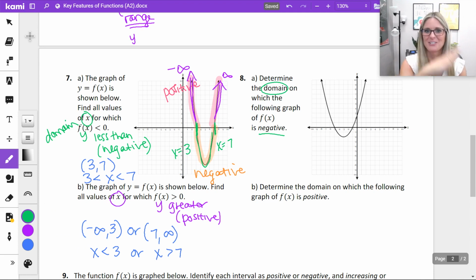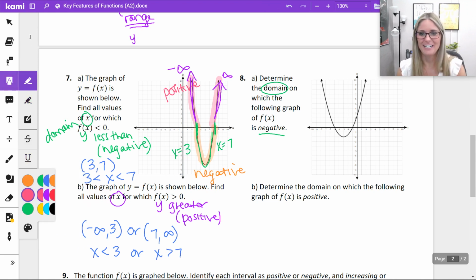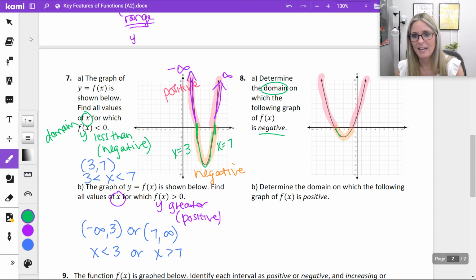So I gave you the hard stuff first. Same concept, just doing it with this easier writing here. Again, still positive above the x-axis, negative below. So for part A, the area that is negative, again, right here, x values here is -5 and -1. For that interval notation, we have from -5 to -1, set notation, -5 is less than x is less than -1. Part B, determine the domain on which f of x is positive.